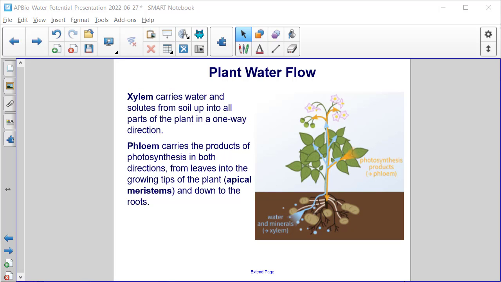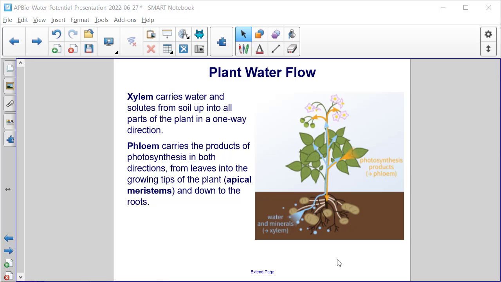All right, so in the plant vasculature, there are two main things we have to know. We have to know what xylem are and what phloem are. The xylem is responsible for carrying water and solutes from the soil up into all parts of the plant in a one-way direction. You can see that indicated by the blue lines going from the ground, from the root system, up to the stem and out to leaves, okay?